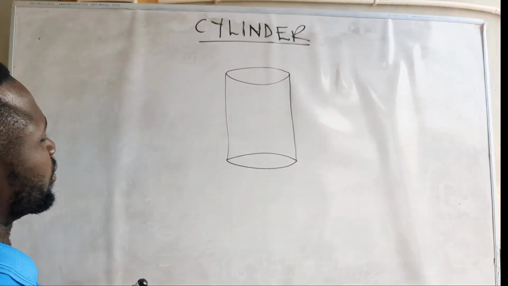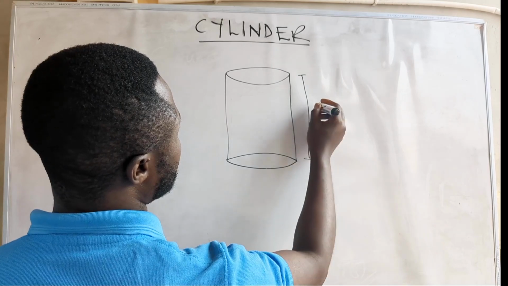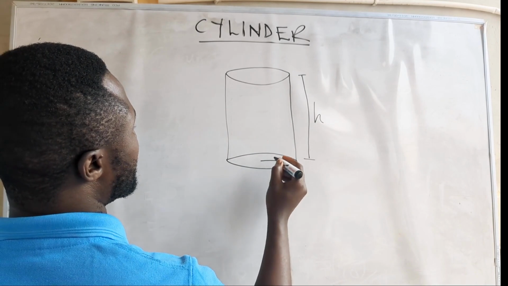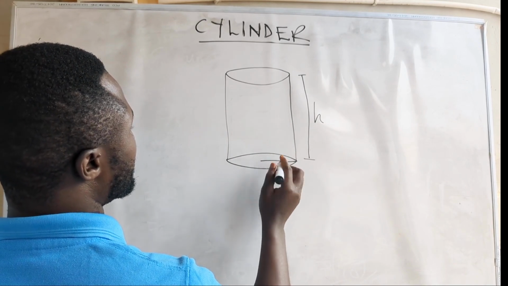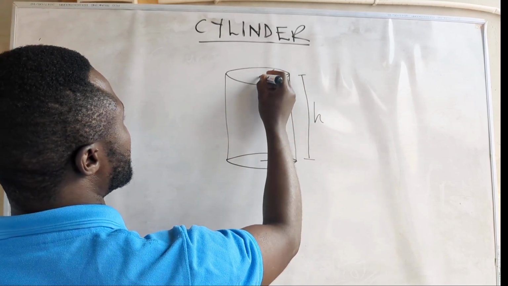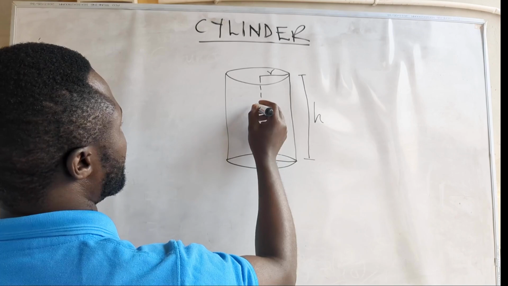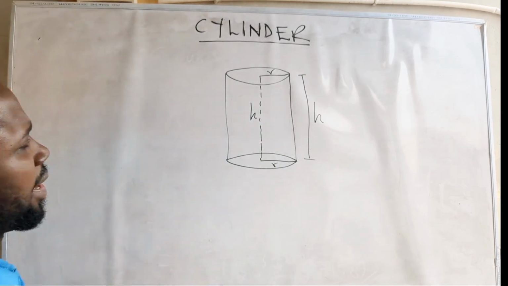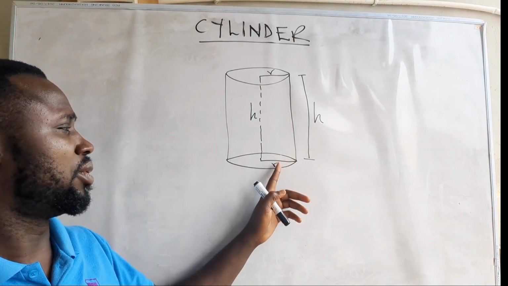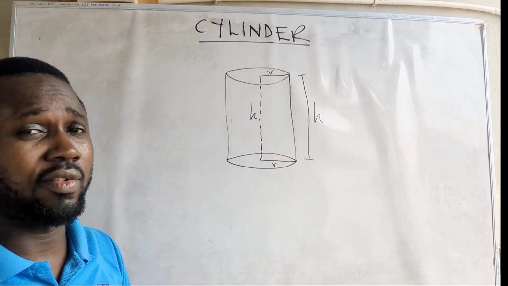With the cylinder, we will have the height. Our height is h, and since it has a circular base, we will have the radius. We have our radius here, and our radius here, and our height is also here. So this is our cylinder. This is our radius from the center to the circumference, and then we also have our height.